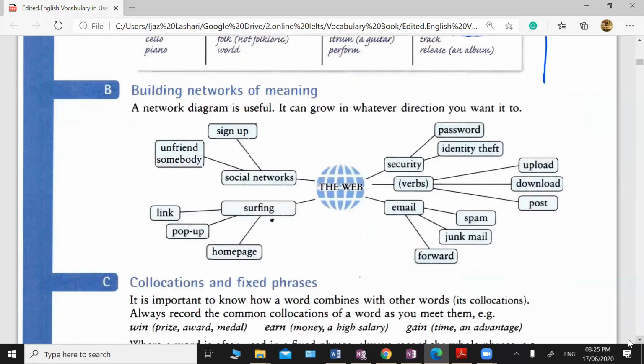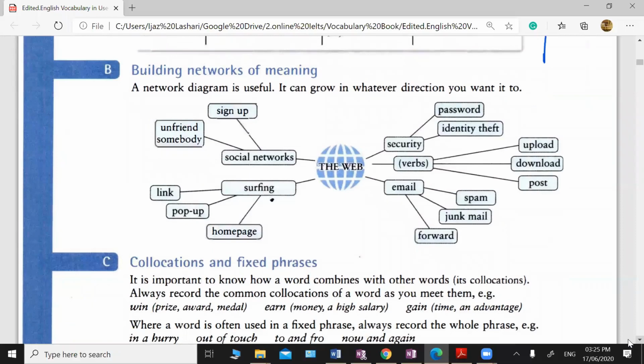Looking at the next part here, this is the B part. Building networks of meaning. For example, if you look at something here in the middle, the main word is the web. And all the words which we have here surrounded by this web are related to the web, related to the internet.